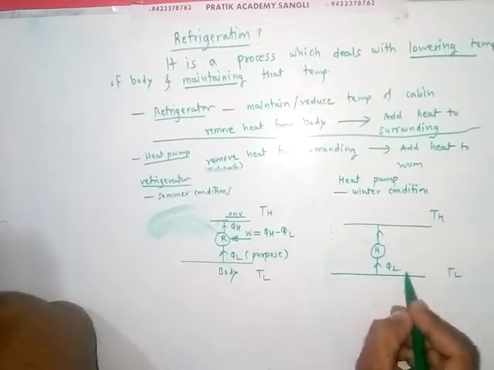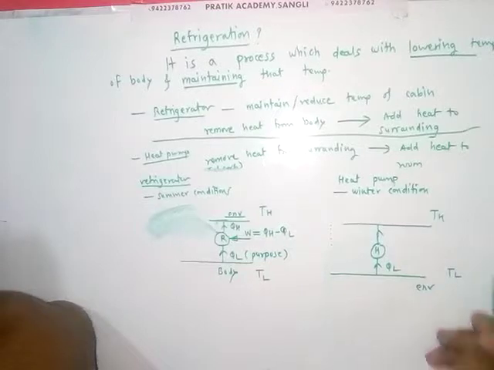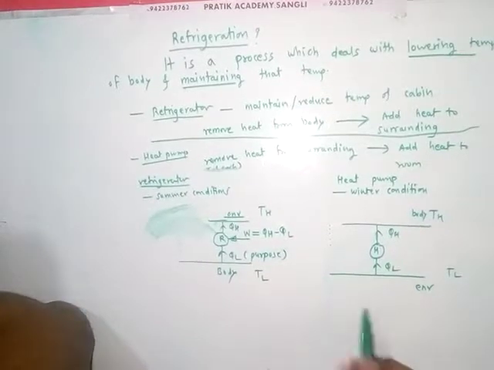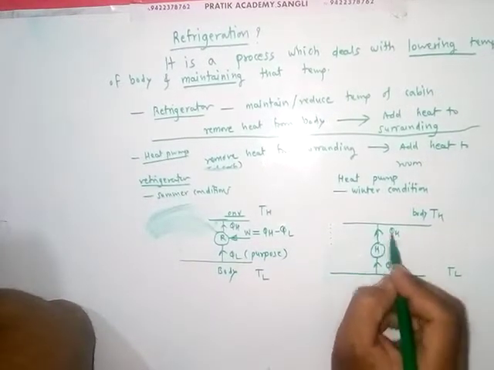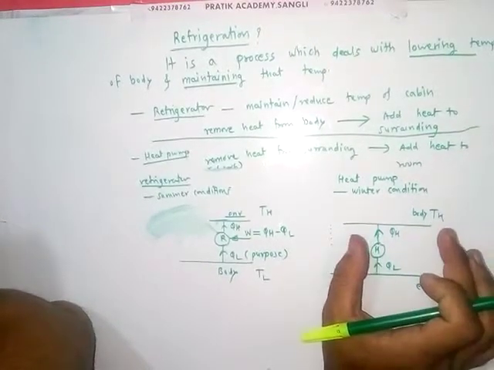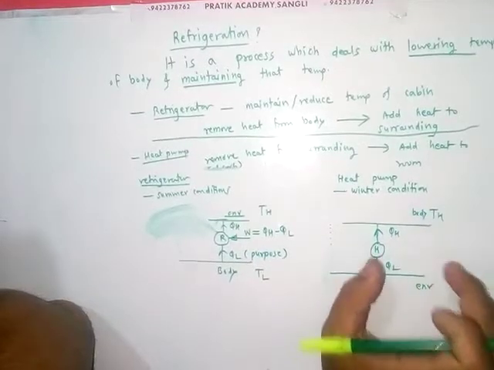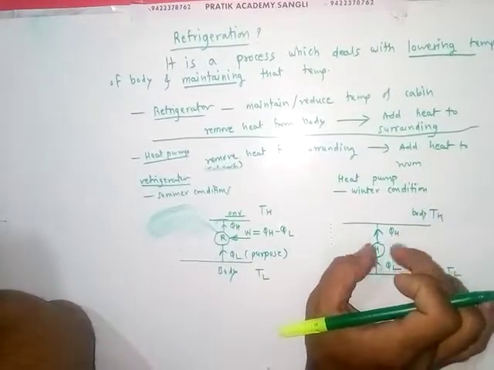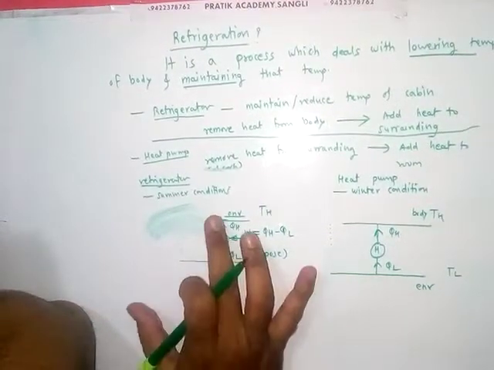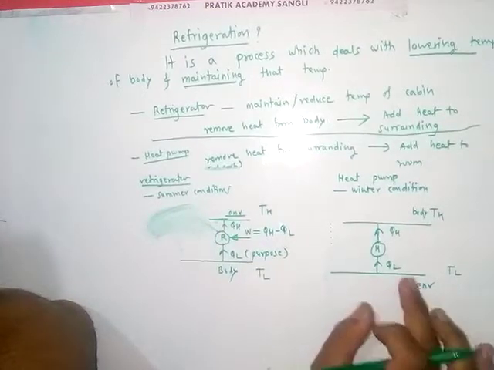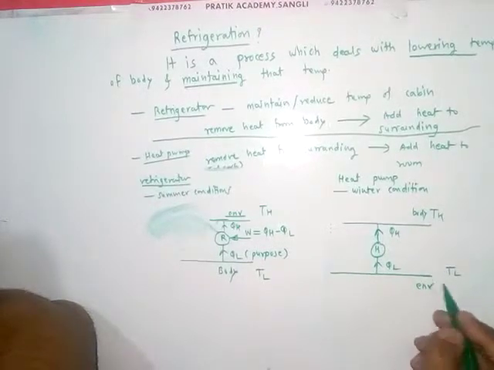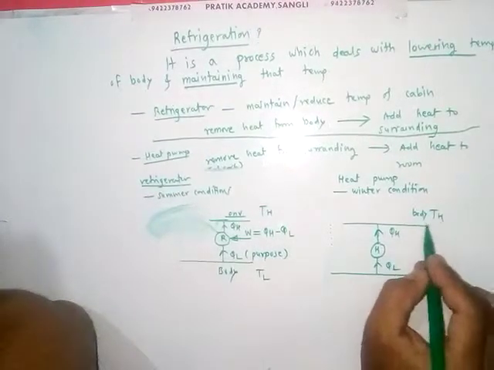Okay, QL is the heat removed from the environment, remember this is the body, and QH is the heat added. Now here we are adding heat to the body, and its temperature will increase because its space or volume is very low as compared to the environment. Adding or removing heat will change its temperature. But in the case of the environment, with reducing a small amount of heat from the environment, it will not reduce its temperature.